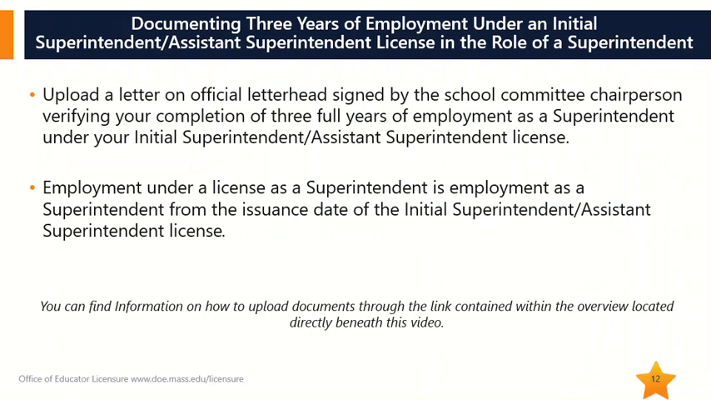To verify employment as a superintendent, please upload a letter on official letterhead signed by the school committee chairperson verifying your completion of 3 full years of employment as a superintendent under your initial superintendent assistant superintendent license. Employment under your initial superintendent assistant superintendent license in this case means employment as a superintendent from the issuance date of the initial license.